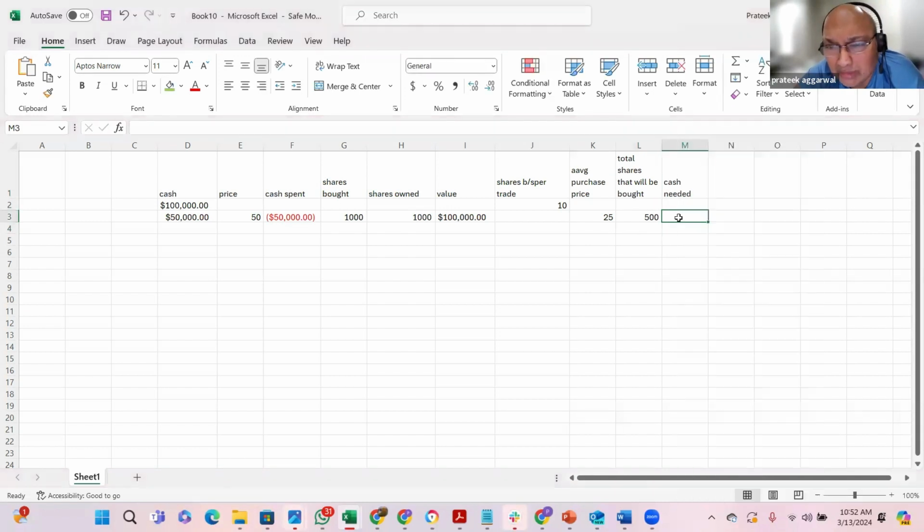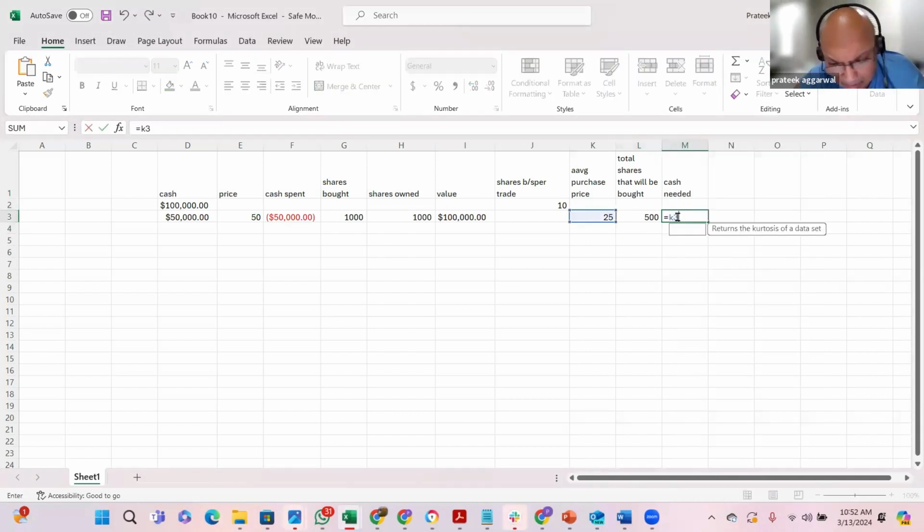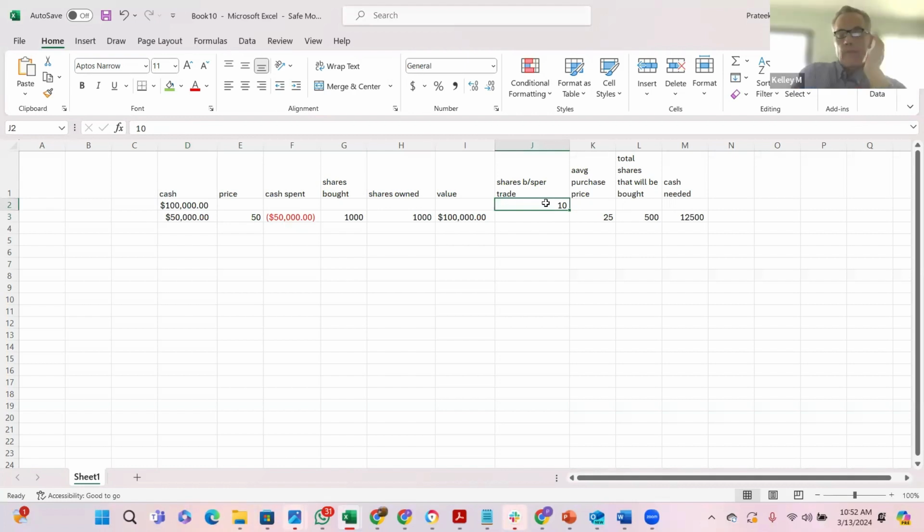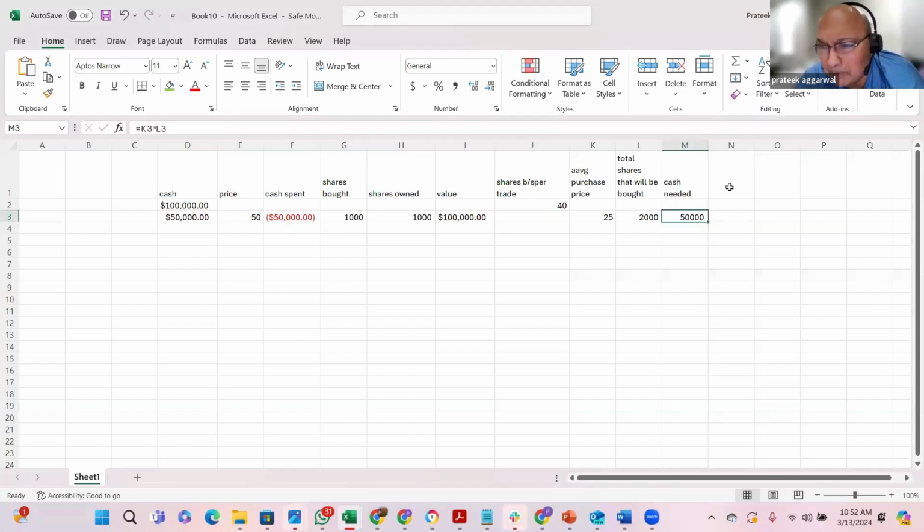So total cash needed to make these purchases is equal to K3 multiplied by L3, average purchase price multiplied by total shares bought. That is 12,500. But the total cash I have is 50,000. So to leverage 50,000, I can increase the number of shares I'm buying and selling to 40. So now the story is set. I have $50,000. I need $50,000.